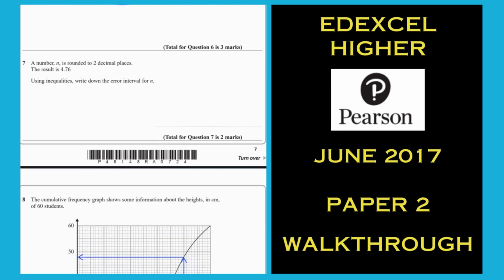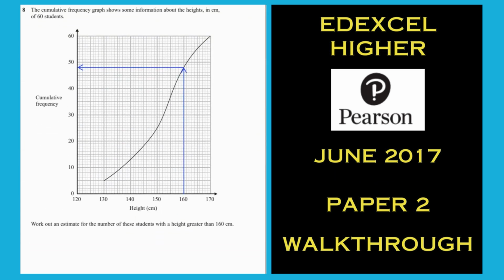Question 7, I say it on every video. If it's rounded, it's up and down by half the rounding amount. 2 decimal places is nearest penny, so you need to go up and down by nearest half a penny. So if we go up and down, our lower bound is 4.755, which it can be equal to, and our upper bound is 4.765, which it can't. And as I said, you are allowed to use the 0.49 recurring on there, but I just think that's a waste of time. Number 8, dead easy.